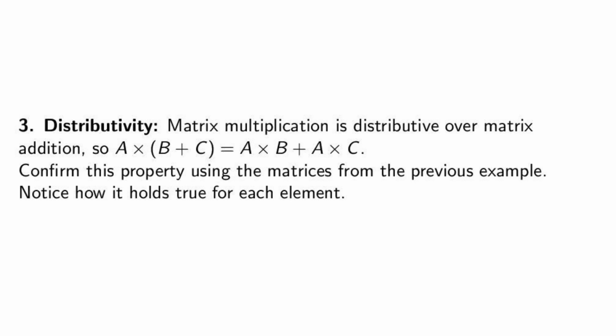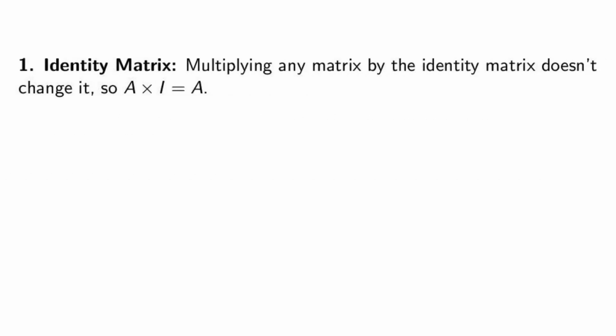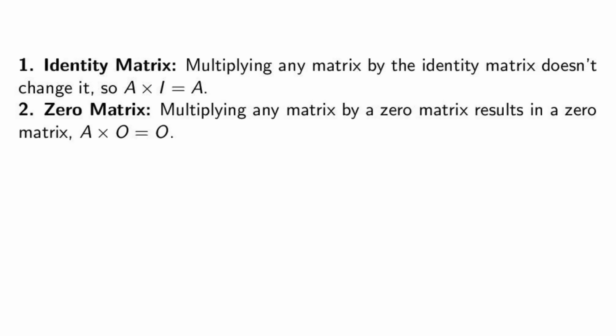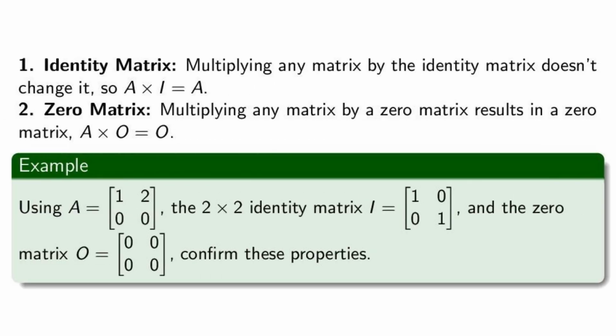Matrix multiplication has some special cases that are worth mentioning. First, multiplying any matrix by the identity matrix doesn't change the matrix. This means A times I equals A, where I is the identity matrix. Second, multiplying any matrix by a zero matrix results in a zero matrix. Thus, A times O equals O. Confirm these properties using this example.